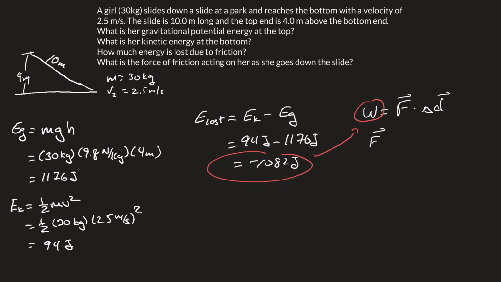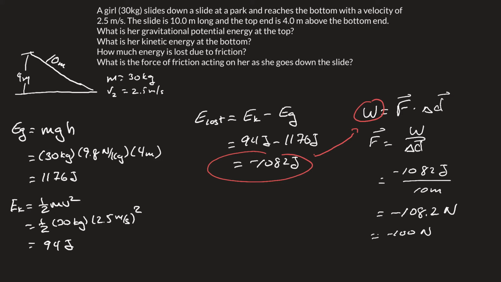We can rearrange our equation then to say that the force of friction is equal to the work divided by the change in displacement. That's negative 1,082, since it's energy lost, divided by 10 meters. That's the total distance she goes down the slide because, again, work, energy, friction all have to be in the same direction. So that leaves us with negative 108.2 newtons. And if you account for significant figures, you're probably in the range of negative 100 newtons of frictional force.